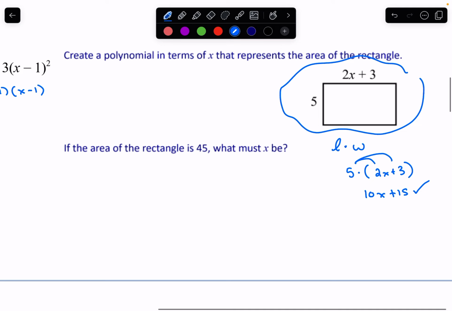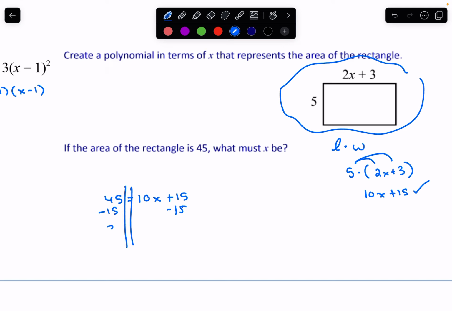This one says if the area of the rectangle is 45, what must x be? So if I know that when I multiply all of this together, I end up with 45, I can write that equation. 45 equals 10x plus 15. So then I minus 15. I'm just doing railroad tracks now, minus 15. So 30 equals 10x. Divide by 10, x equals 3.